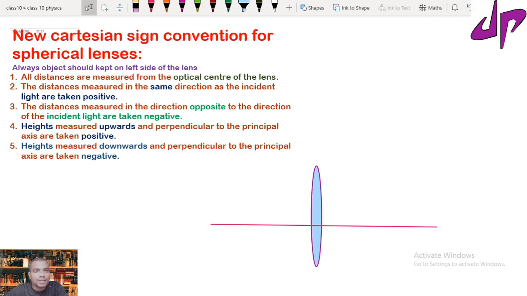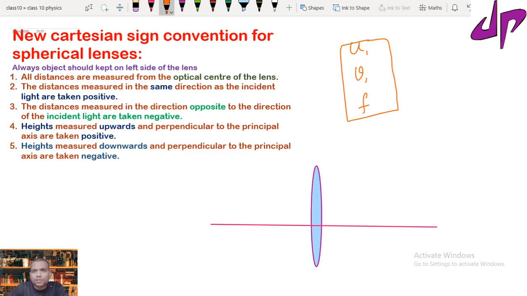Today we will learn the new Cartesian sign convention for spherical lenses. To give the relation between object distance, image distance, and focal length of a given lens, we need to depend on the location of these three parameters: where the object is kept, where the image forms, and what is the focal length of the given lens.